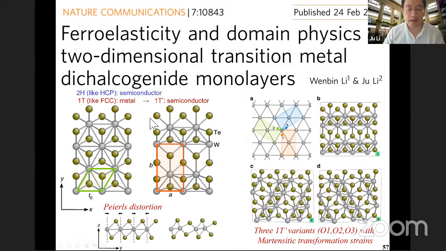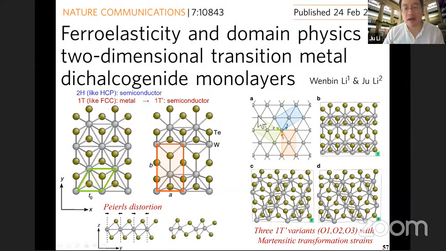So yeah, this shows you the T structure, the FCC-like structure. And what happens is this is unstable. There is this Peierls distortion where it's a 1/2 reconstruction. You have the two chalcogen atoms just bunching up together like this, or like this, or like this. So there are three orientation variants, and they all carry some kind of inelastic shear strain.